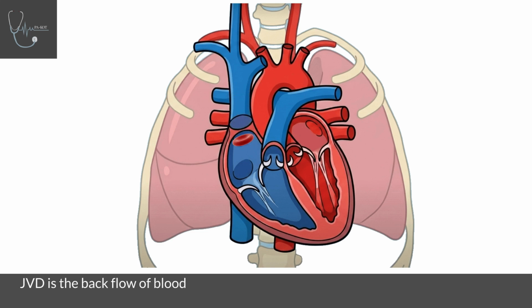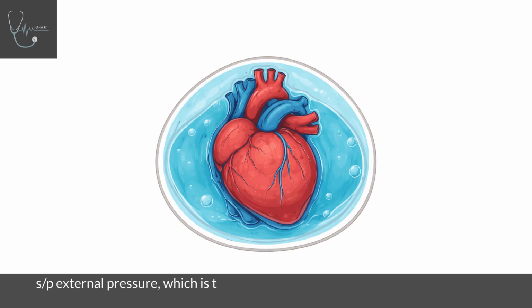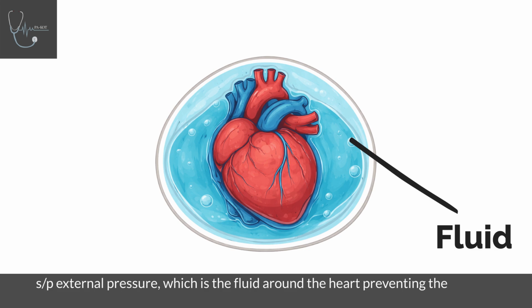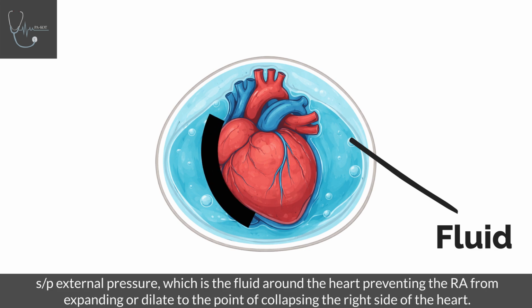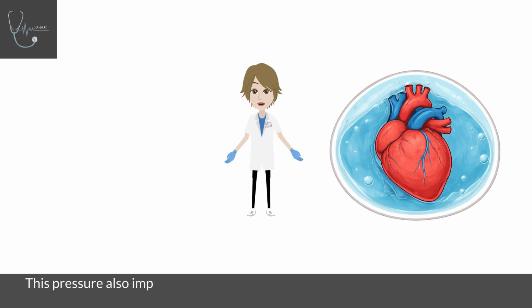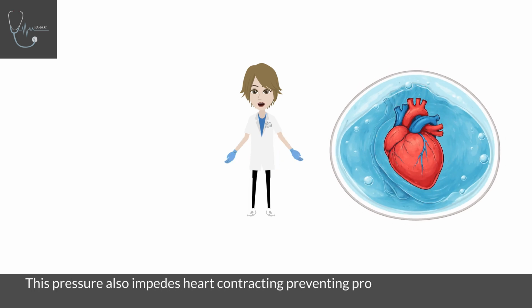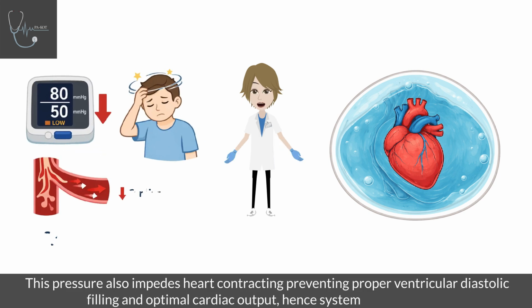JVD is the backflow of blood to the SVC due to blood not being able to enter the heart effectively, from external pressure, which is the fluid around the heart preventing the RA from expanding or dilating to the point of collapsing the right side of the heart. This pressure also impedes the heart from contracting, preventing proper ventricular diastolic filling and optimal cardiac output, hence systemic hypotension.